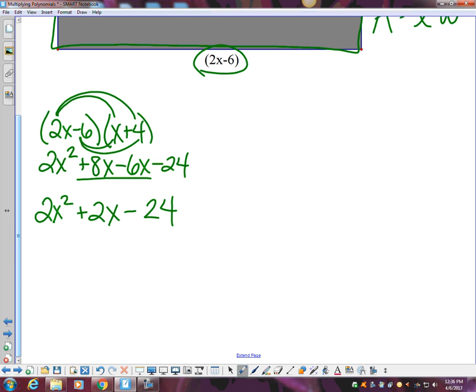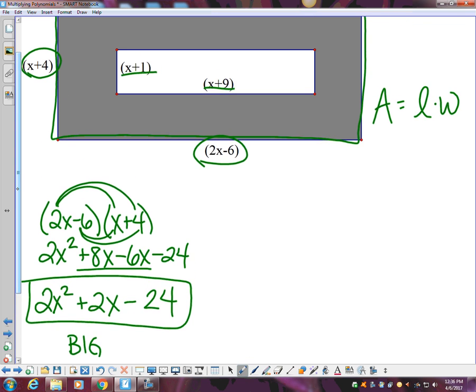Okay, so this, what's right here, is the big. It's the area of the big rectangular donut. Okay, so now what I've got to do is go find the area of the hole, the H-O-L-E, the small. The area of the small rectangle is going to be x plus 9 times x plus 1. And you could do the x plus 1 times x plus 9. It doesn't matter. You're going to get the same answer either way. The order does not matter here.